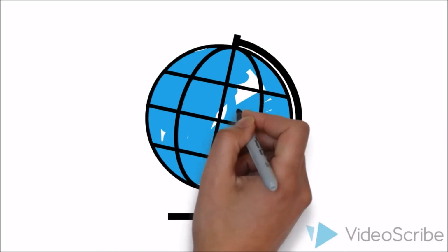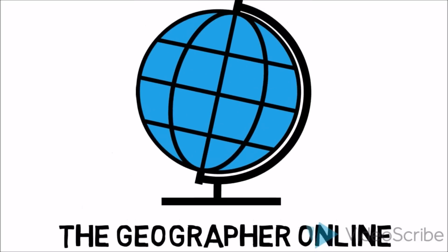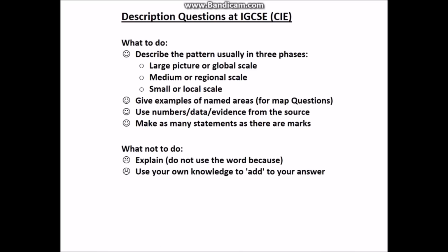Hello everyone, in this video we're going to be looking at how to do descriptions at GCSE Geography, and specifically this is for the CIE curriculum. Now what you need to do, and you need to ensure that you always do, is that you're describing a pattern, and this normally goes from a large scale to a medium scale and to a small scale. You need to also make sure that you give examples of named places and use number data, as well as making as many statements as there are marks. This will ensure that you get all the grades.